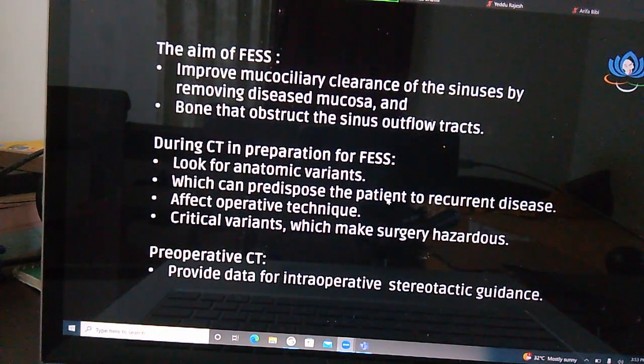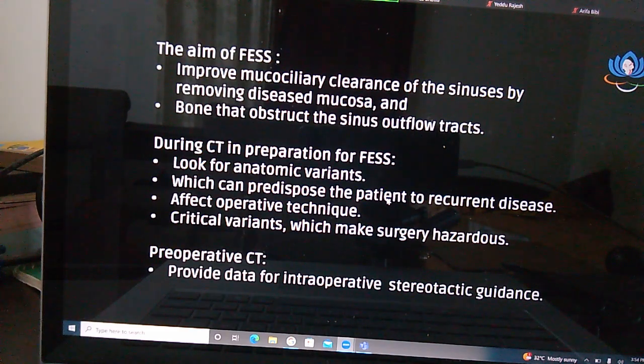We all know the aims of FESS: to improve mucociliary clearance of the sinuses by removing the diseased mucosa and bone that obstructs the sinus outflow tracts. So during CT, what are we looking for? Look for anatomical variants that can predispose the patient to recurrent disease and affect operative techniques, and critical variants which make surgery hazardous also. We should be very careful, like type 3 Keros, type 3 skull base, that can make surgery hazardous, but not in an experienced surgeon's hands.